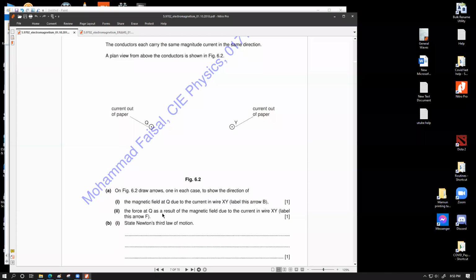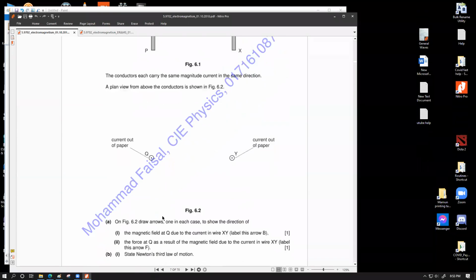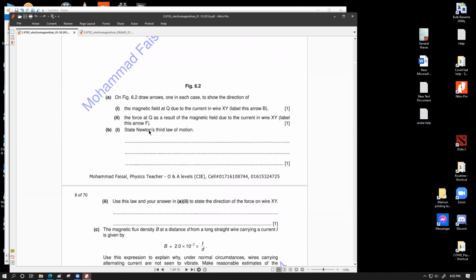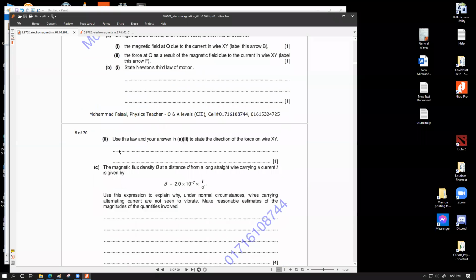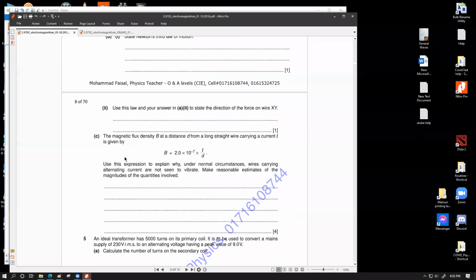Okay, this question was for B. For C, sir. State Newton's law of action and reaction. The magnetic flux density B at a distance d from a long straight wire carrying current I is given by this much. Use this expression to explain why, under normal circumstances, wires carrying alternating current are not seen to vibrate. Make reasonable estimates of the magnitudes of the quantities involved.